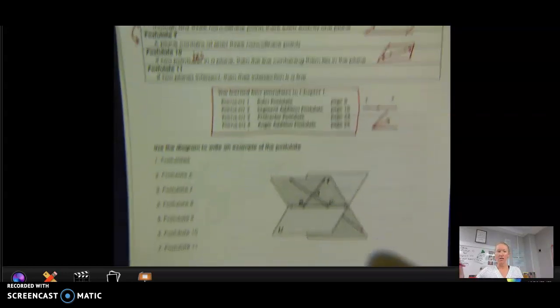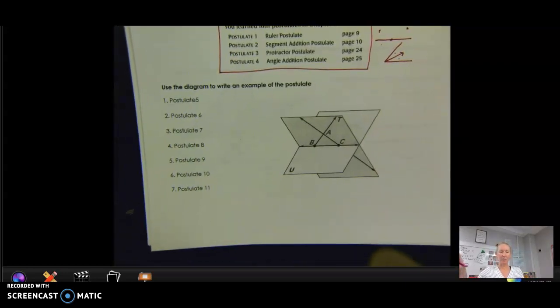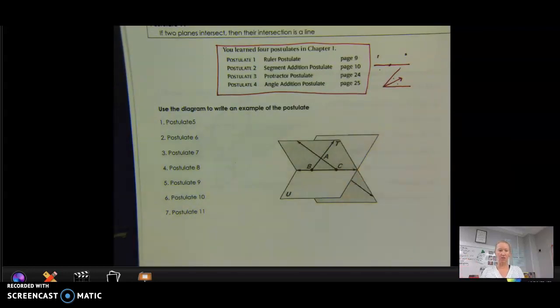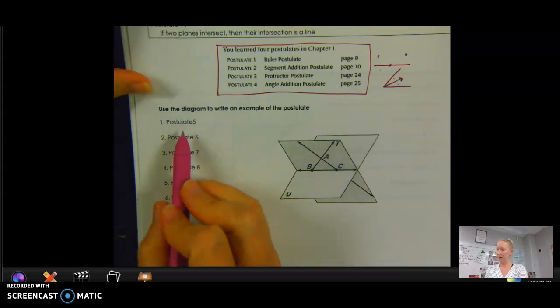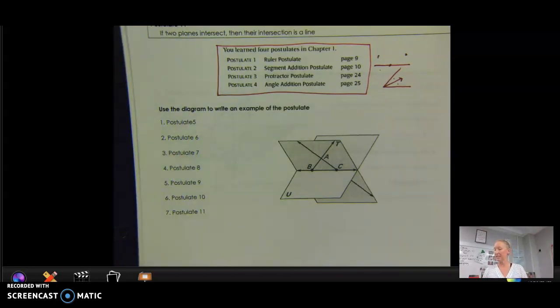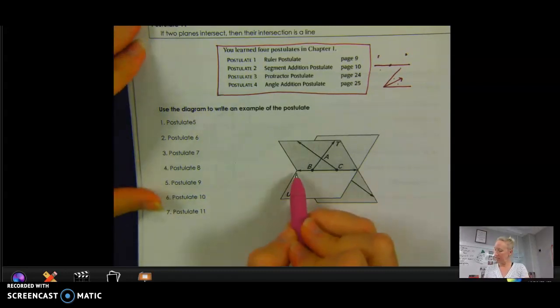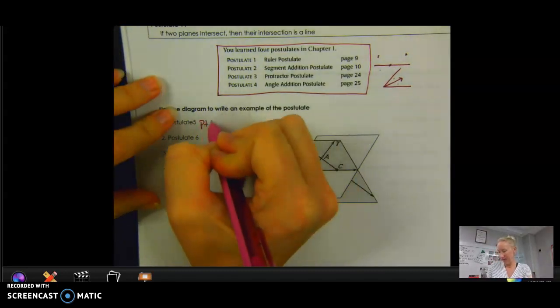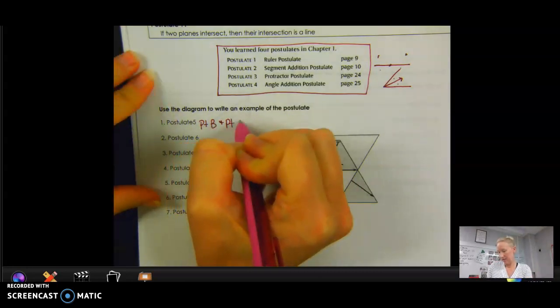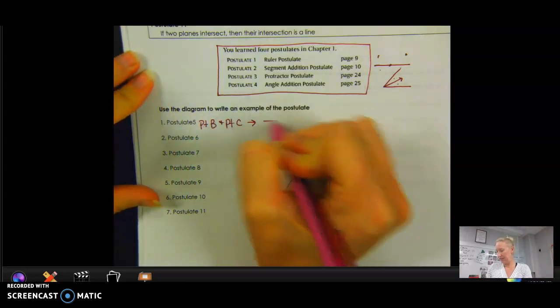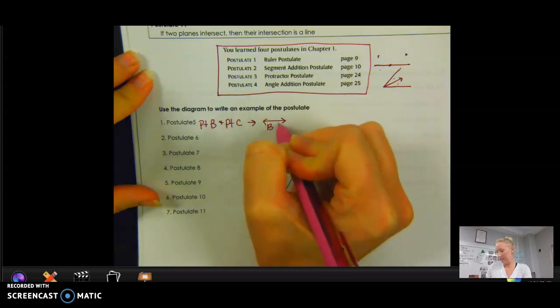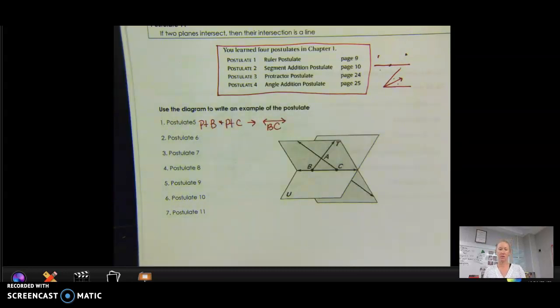Okay? Use the diagram to write an example of the postulates from above using this. So I want you to pause me, and I want you to try to figure out some answers to these. If you're confused on what you're supposed to do, just listen to me do postulate 5 and then pause me. Okay? So postulate 5, so I'm going to go back up to the top. It says through any 2 points there exists exactly one line. So I see that there's point B and point C, which makes line BC. Okay? So that's what they're wanting here.